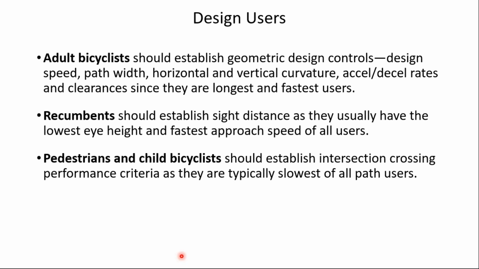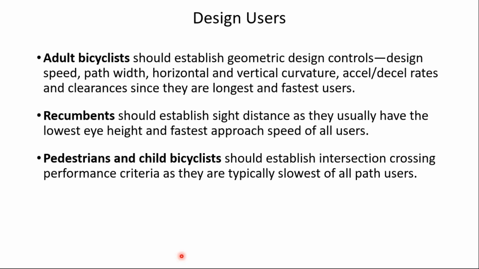In terms of design users of shared use paths, talk about maybe three different types here. Adult bicyclists probably should be used to establish the curves and grades and the width of the path and design speed and so forth, and clearances, since they're probably the fastest moving user and are traveling the trail or the path for longer distances.